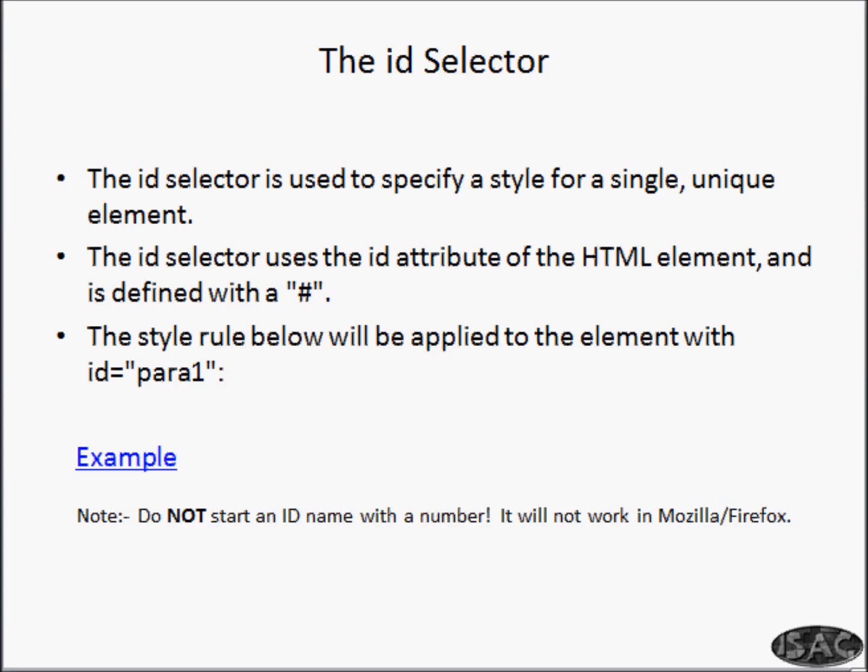Now the ID selector is used to specify a style for a single unique element. The ID selector uses the ID attribute of the HTML element and is defined with a hash. The style rule below will be applied to the element with ID equal to para1, right? We'll see here.